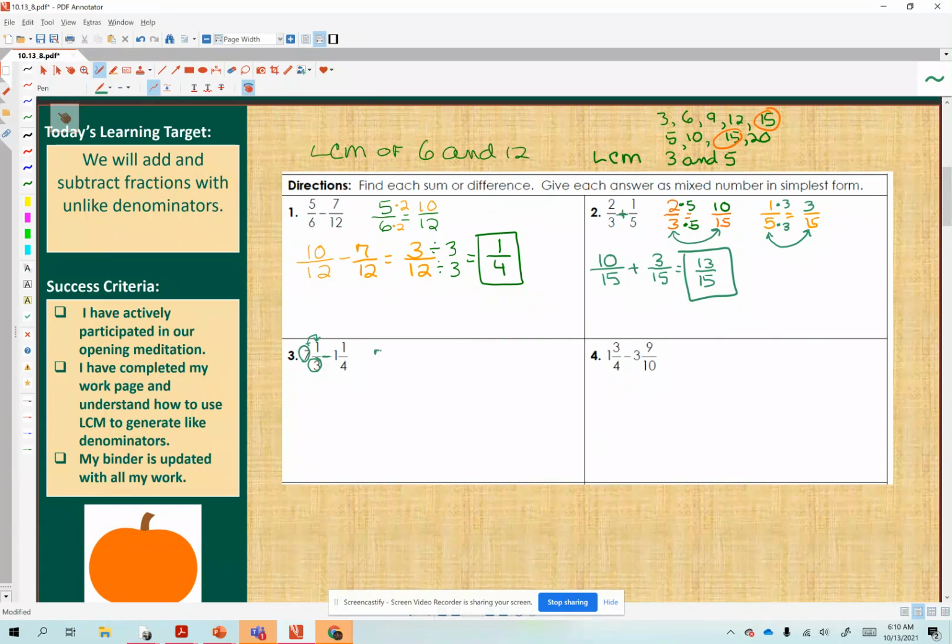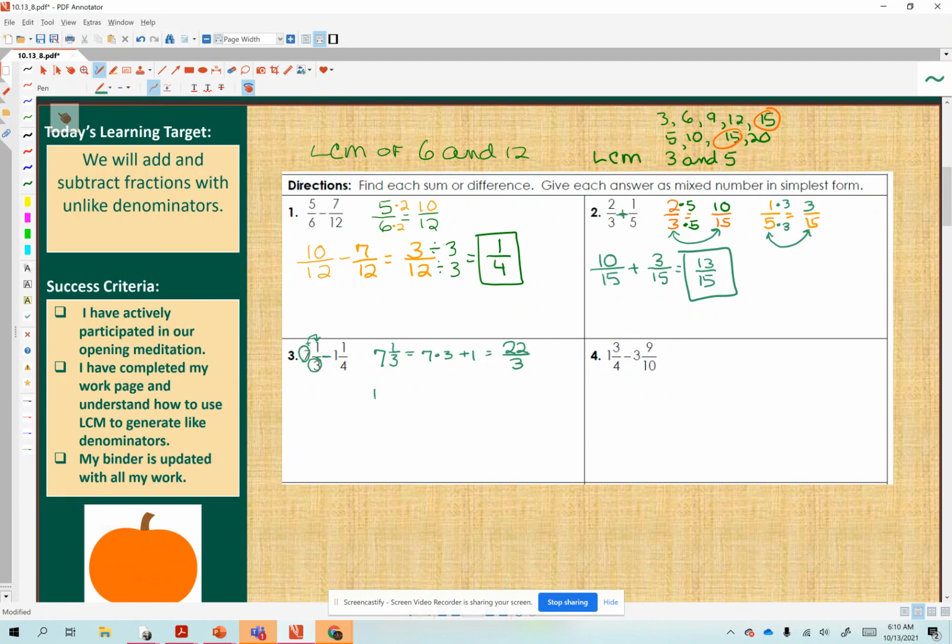So for 7 1/3, we will do 7 times 3 plus 1. 7 times 3 is 21, and one more makes 22. So that would give us 22/3.